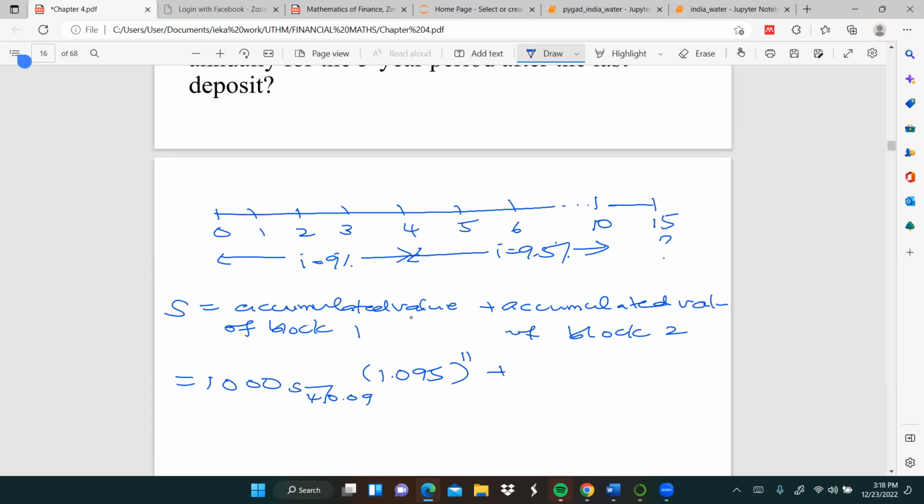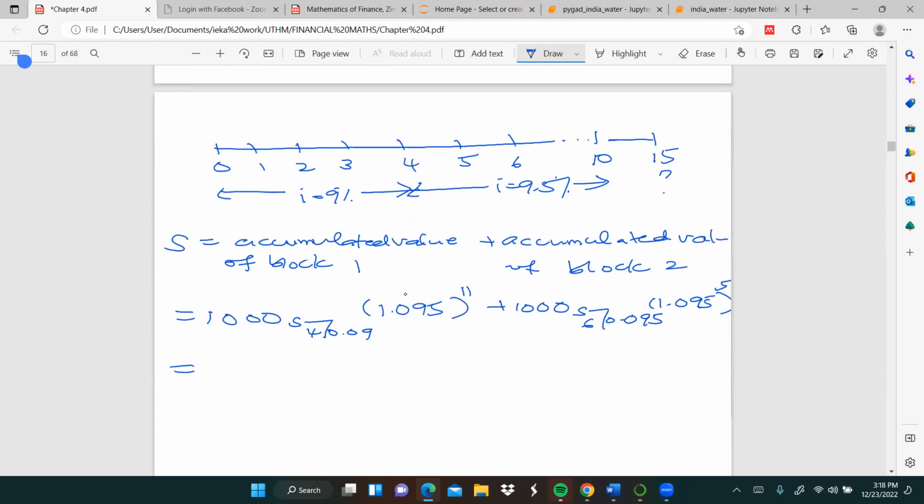Untuk yang blok yang kedua, 1,000 juga. Okay, S angle 6 at 0.095 and then 1.095 to the power of 5. Okay, kenapa yang ni to the power of 5 saja? Sebab daripada tahun ke-10 nak bawa ke tahun yang ke-15 tu, itu sebanyak 5 tahun. So, lepas tu kita just masukkan dalam formula.